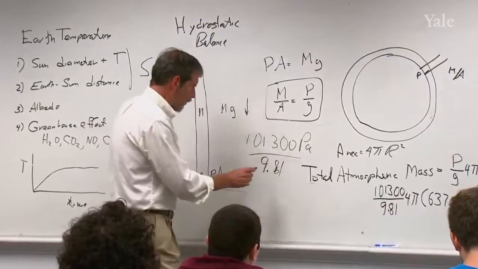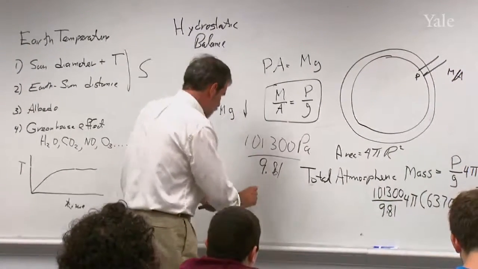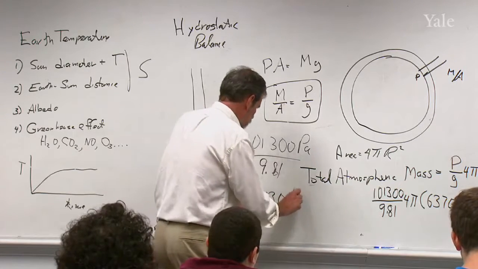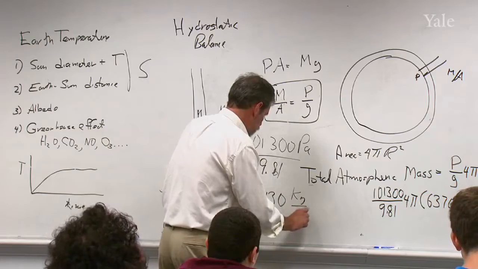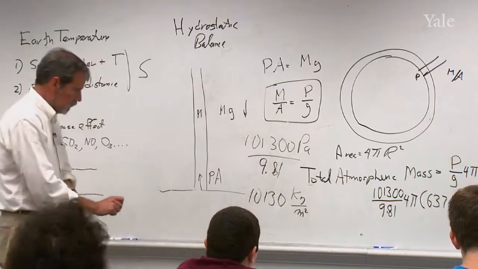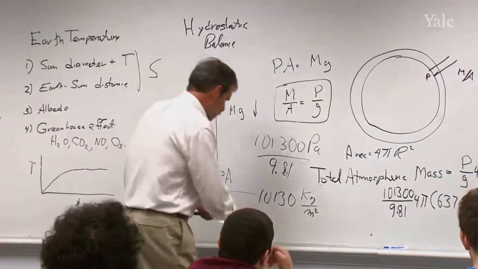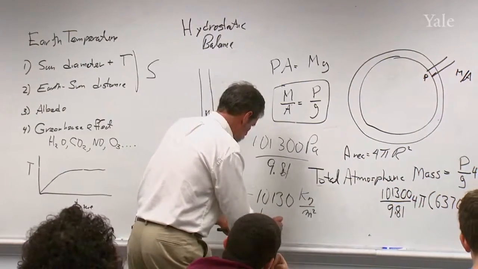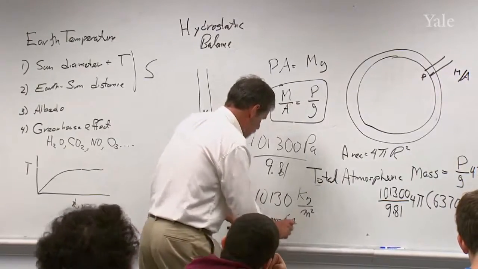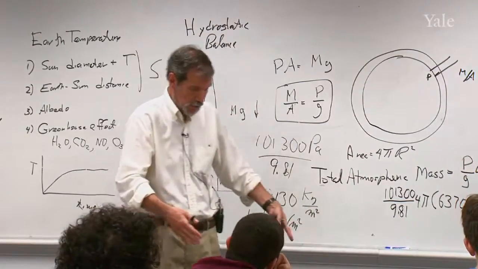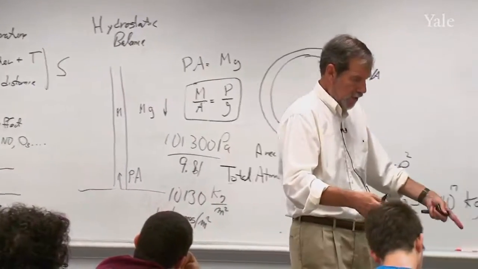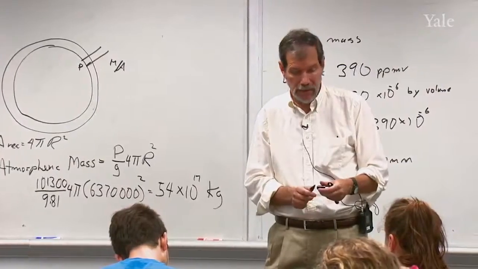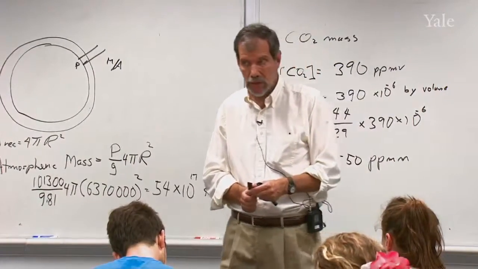Let's round that off to 10. So I'll just knock a decimal place off here, and that'll be 1.013 times 10 to the 4th. That's going to be kilograms per square meter. And that's about 10 metric tons per square meter. In other words, if you walk outside and imagine this 1 square meter base area in that column going up, there's about 10 tons of air in that column. Any questions on that?